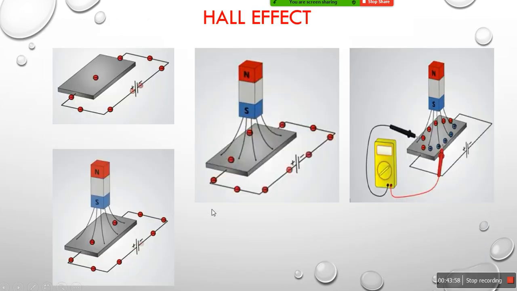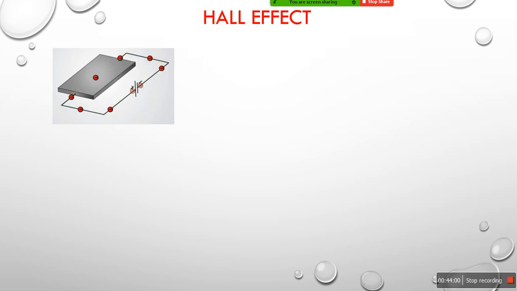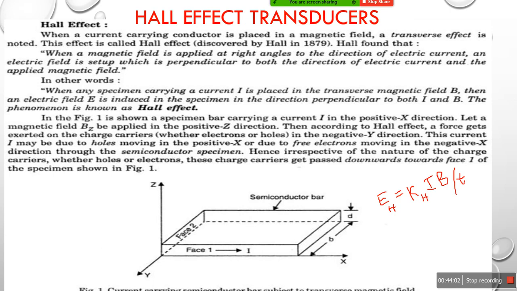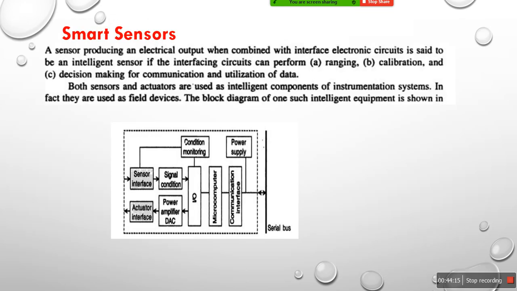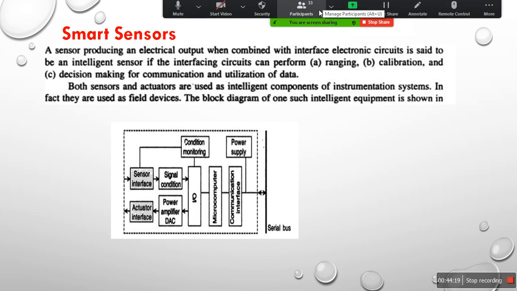So the Hall effect transducer is nothing but how much current will be generated due to the influence of a known magnetic field. That is called a Hall effect transducer. So this is about Hall effect transducers. And before going into smart sensors, I will just play you some more other video.